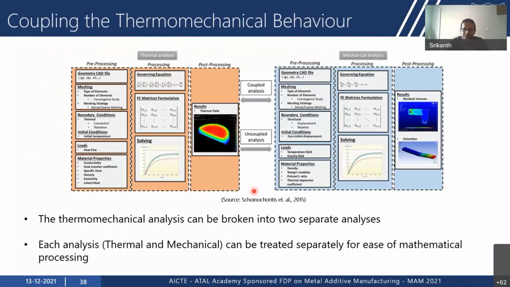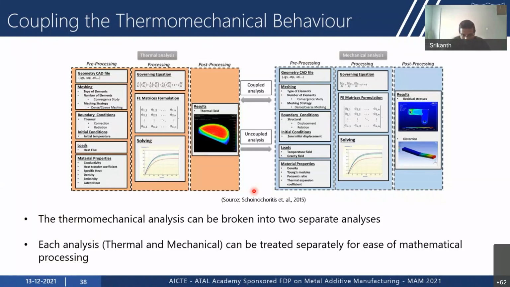In additive manufacturing process, essentially what happens is that the temperature causes the mechanical response. We are essentially melting the powder by using a high intensity heat source, and because of thermal cycling, you have an evolution of stress. So temperature is causing the mechanical response.